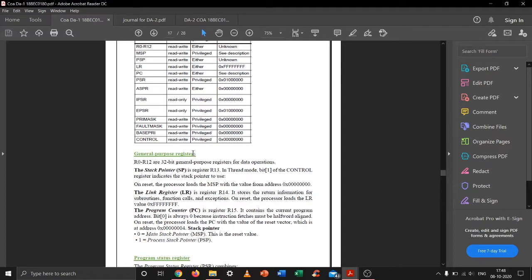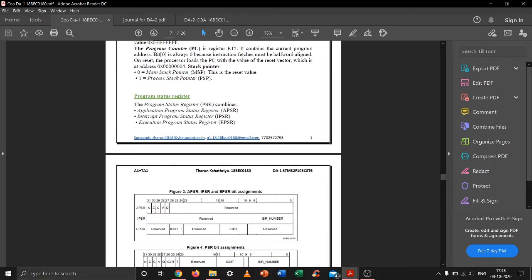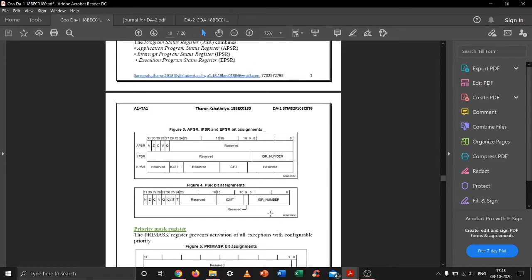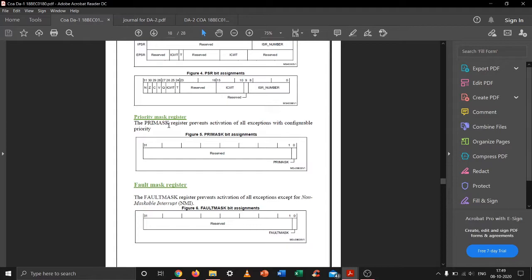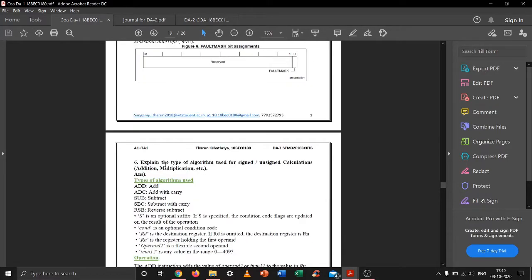And then next, a brief description about each and every register: the stack pointer, link register, program counter, and the special registers, status register. And these are the diagrams of each and every register which I mentioned clearly here. Priority mask register, fault mask register, like this.